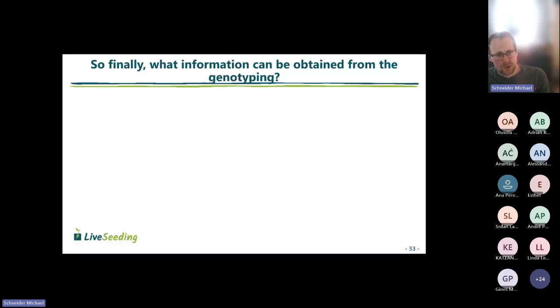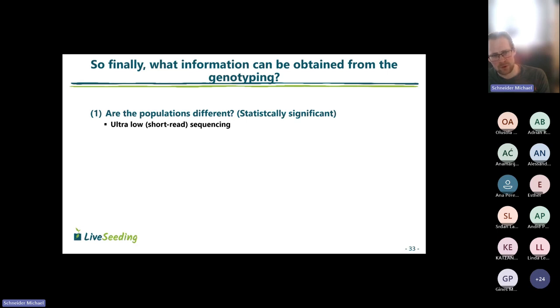So now you might wonder, okay, what information can we actually gain here? It depends, I would say, on how much you want to spend in terms of money. The first question is, are these populations different, also on a statistically significant level? And you can achieve this at very low cost with an ultra low, also short read sequencing approach.